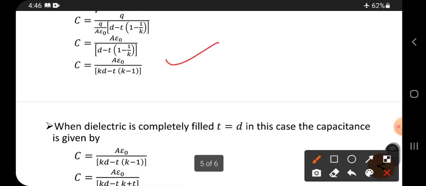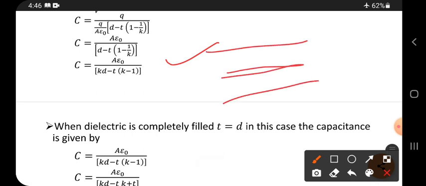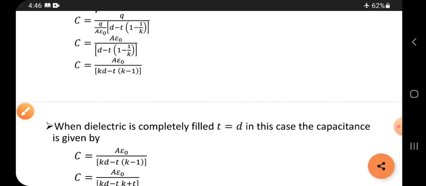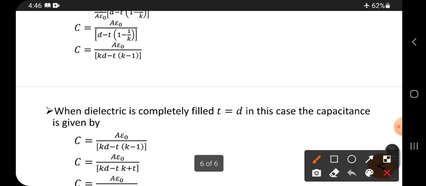So this is the final one. If the parallel plates are like this and a small thickness is introduced in between these two, suppose this gap is completely filled with the dielectric, then the distance is nothing but T. The distance present between the two plates is nothing but the thickness. So substitute T in the place of D in this equation, then what do you get?